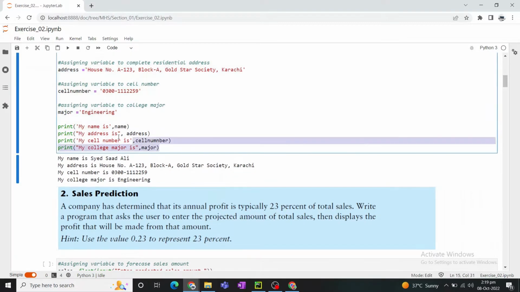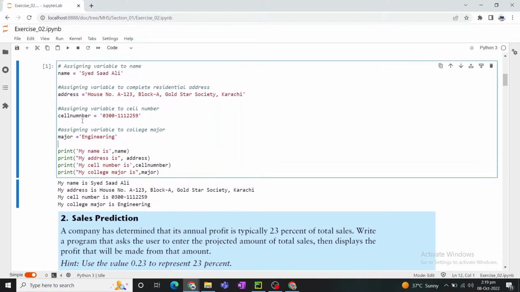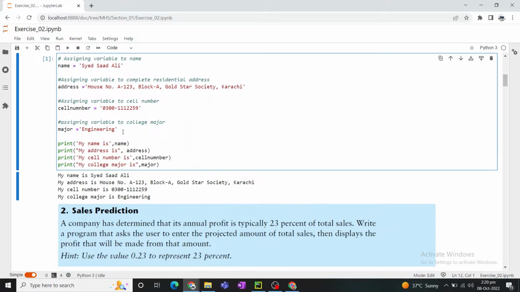So you see, these are very basic concepts before starting your Python work, and assigning a variable is something we have basically learned previously in our topic one.